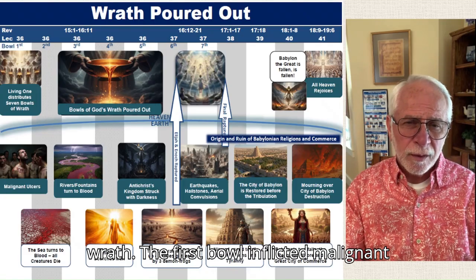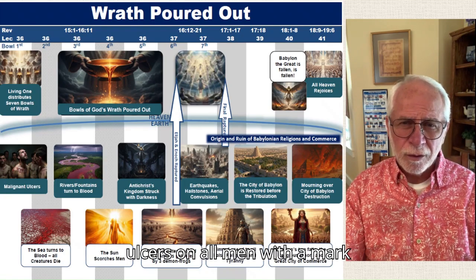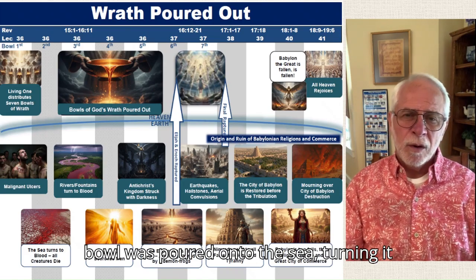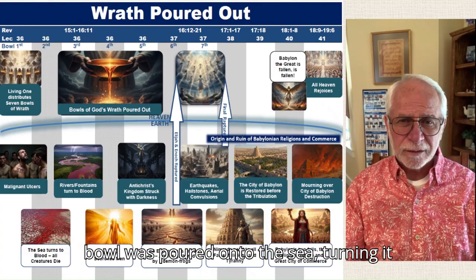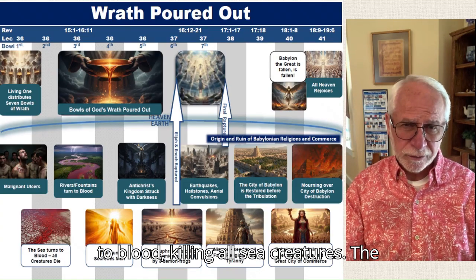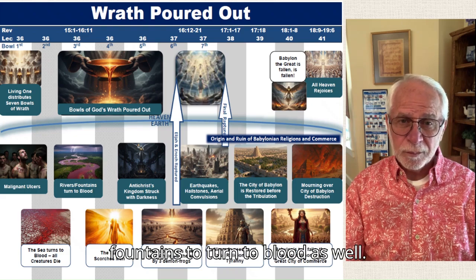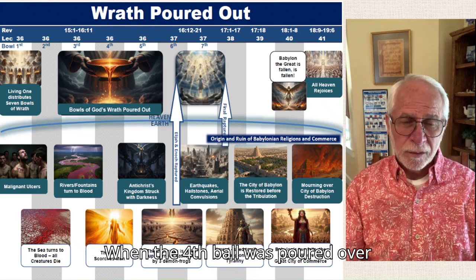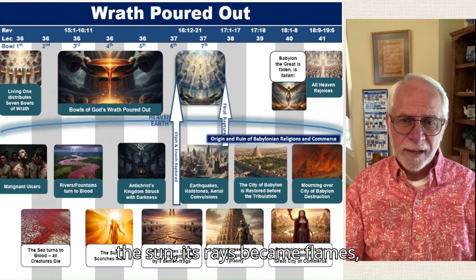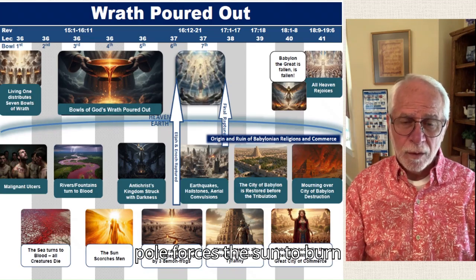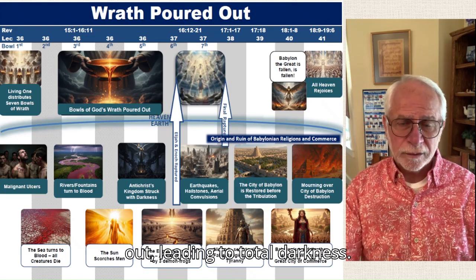The first bowl inflicted malignant ulcers on all men with the mark of the beast. The second bowl was poured onto the sea, turning it to blood, killing all sea creatures. The third bowl caused the rivers and fountains to turn to blood as well. When the fourth bowl was poured over the sun, its rays became flames, scorching all men. The fifth bowl forces the sun to burn out, leading to total darkness.